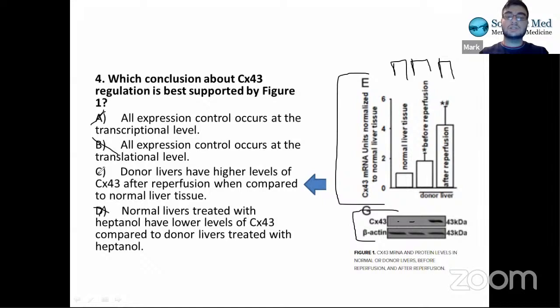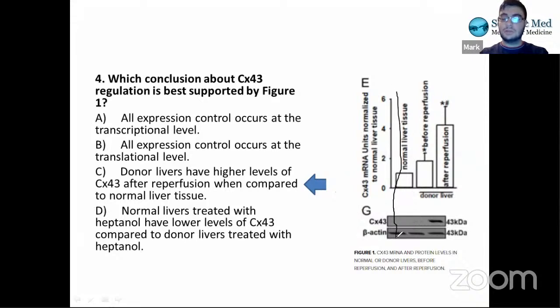C is much easier to see. Donor livers have high levels after reperfusion compared to normal liver tissue. This is normal liver tissue, right? This whole column. Actually, I'll do this. This is normal liver tissue, and treated with have higher levels of CX after reperfusion compared to normal liver tissue. This is after reperfusion, right? You can see the amount of mRNA is higher, amount of protein because of this band is higher. It's very simple, very easy just to see that.